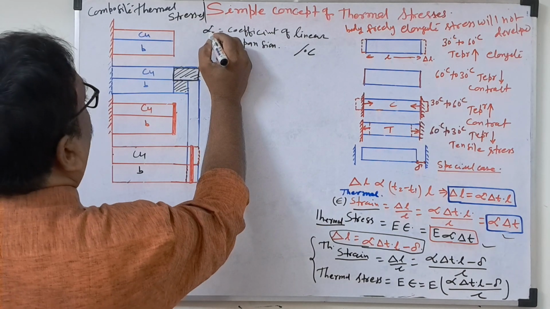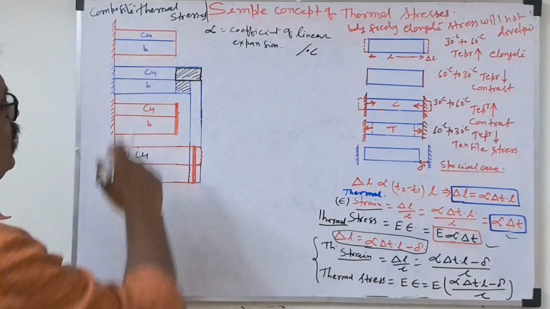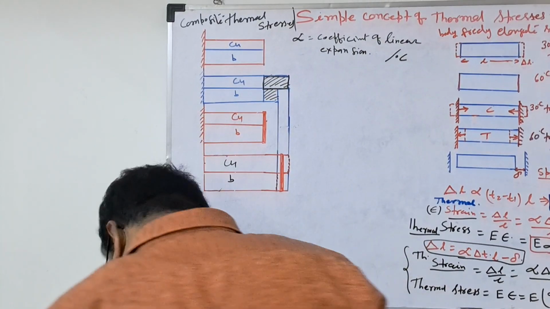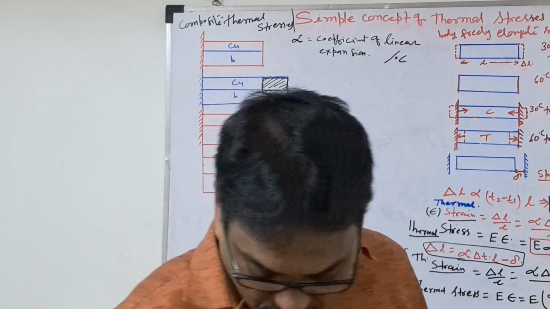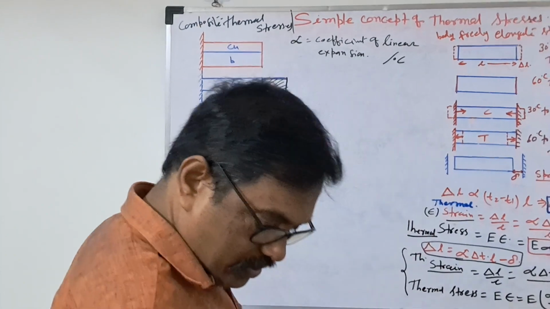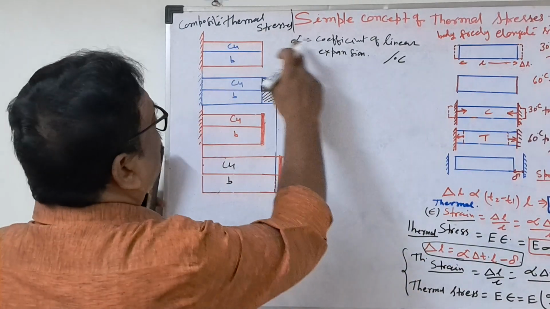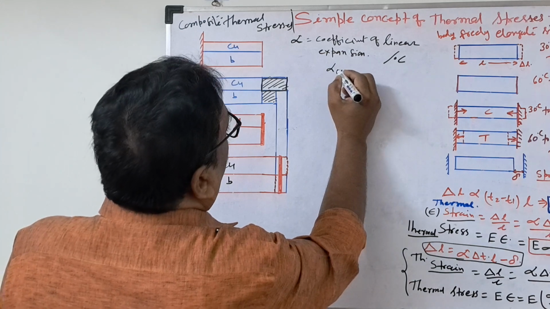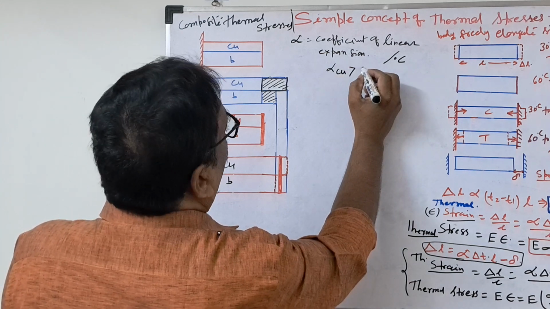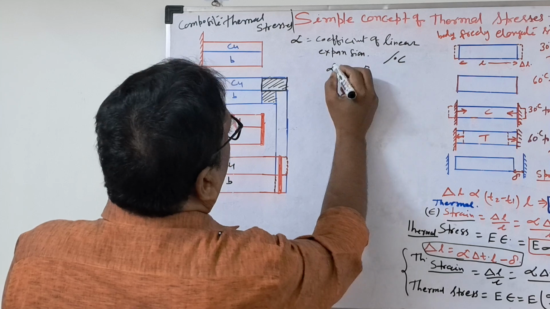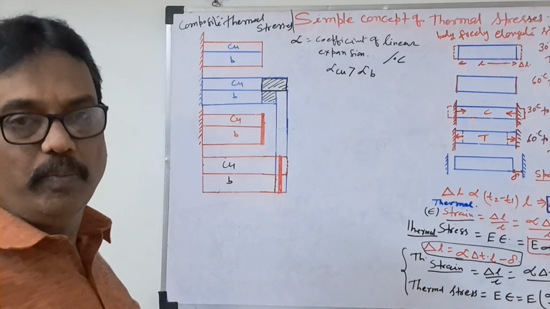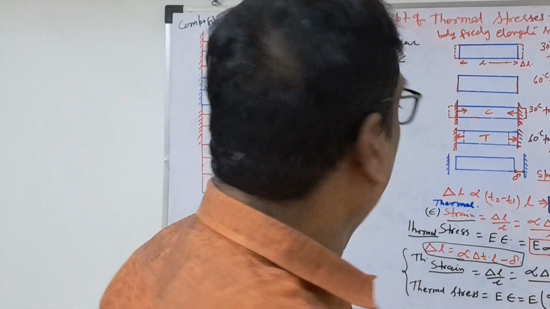Now, how will a composite bar behave? Suppose here I have taken copper and brass. Now we'll see the thermal expansions. The thermal expansion of copper will be more than the thermal expansion of the brass. That means the copper bar will elongate more.